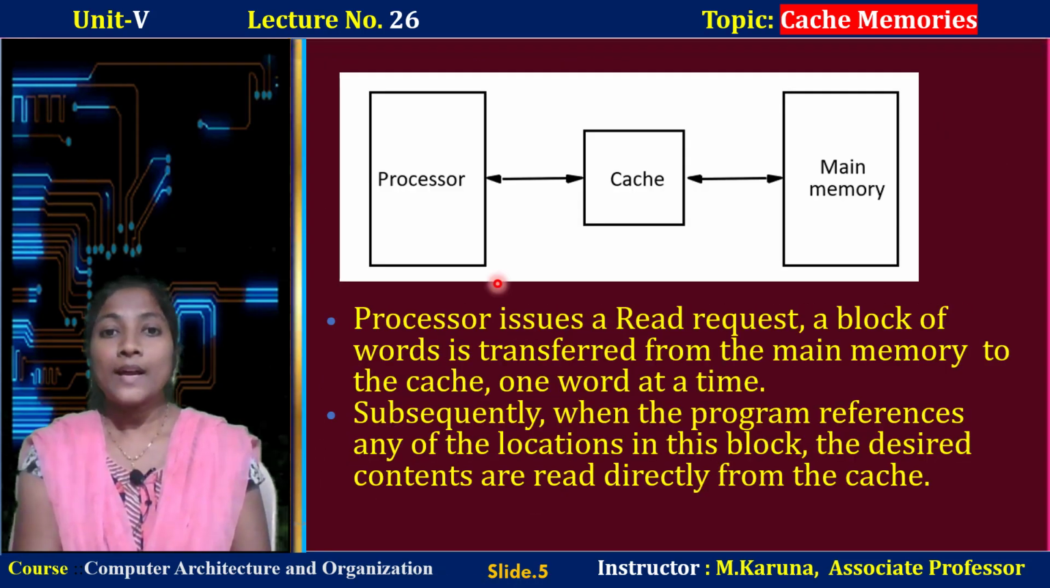Let us see the arrangement of processor, cache memory, and main memory. When the processor issues a read request, a block of words is transferred from the main memory to the cache memory at a time. Consequently, when the program references any one of the locations in this block, the desired contents are read directly from the cache.